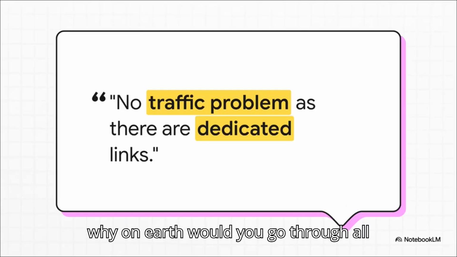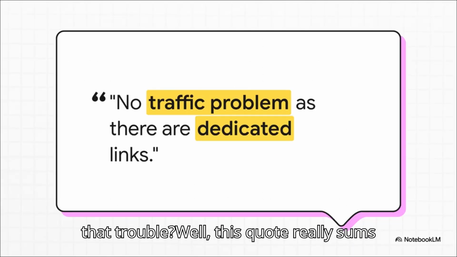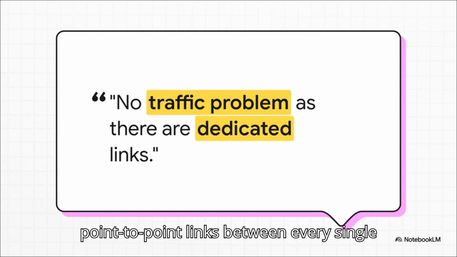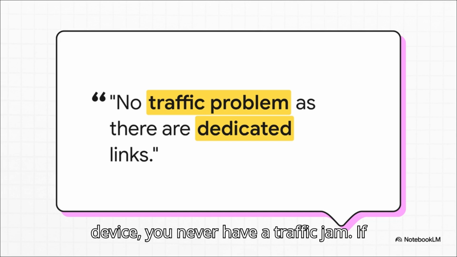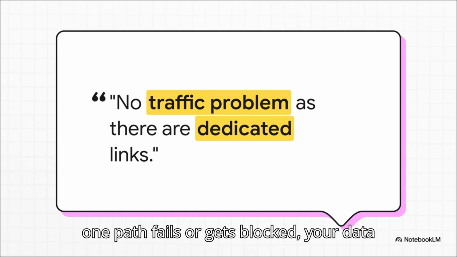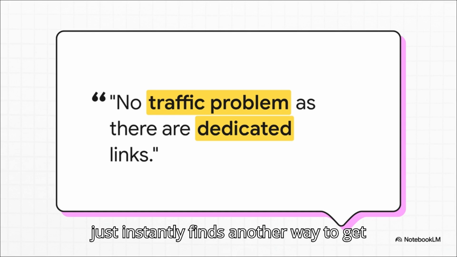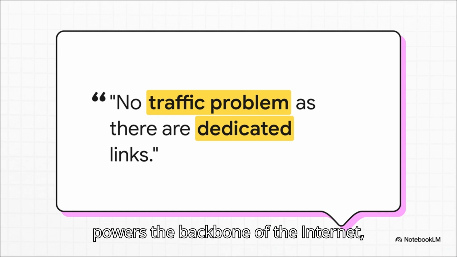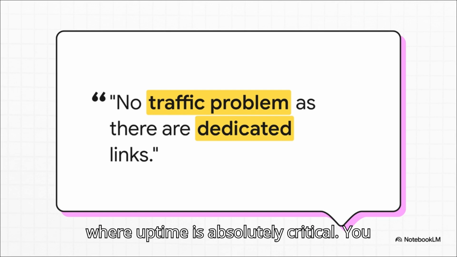So why on earth would you go through all that trouble? Well, this quote really sums it up perfectly. With dedicated point-to-point links between every single device, you never have a traffic jam. If one path fails or gets blocked, your data just instantly finds another way to get there. This is the kind of design that powers the backbone of the internet, where uptime is absolutely critical.